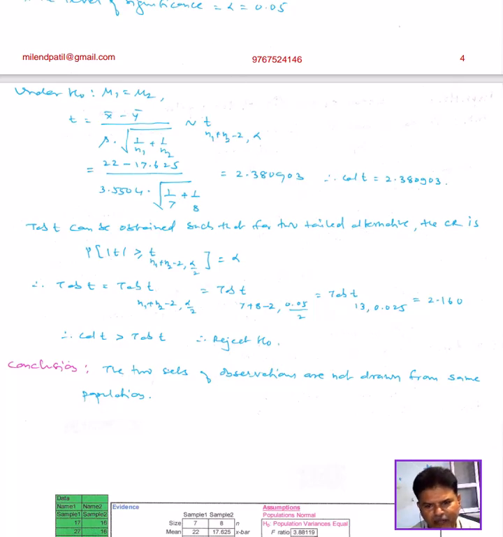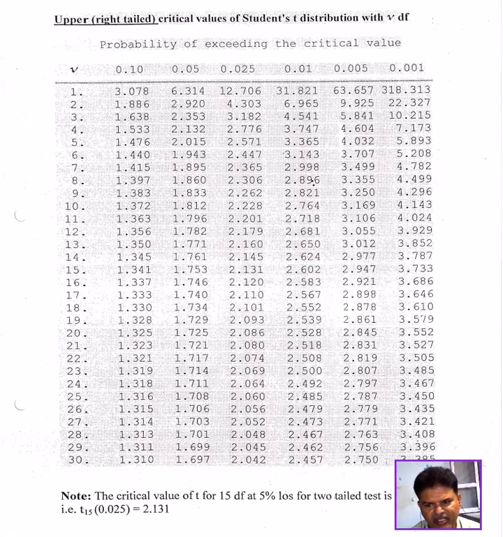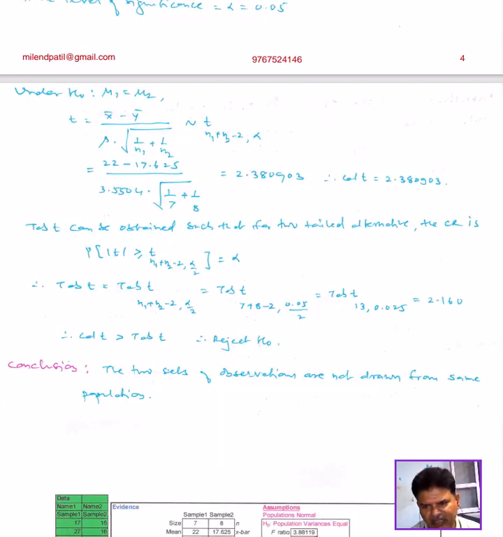So in the table, we have to locate the value 13. So this is the value 13, and in this case 0.025. So what is that value? 13 and 0.025. So this value is 2.160. So that is mentioned here. So this is the value 2.160.